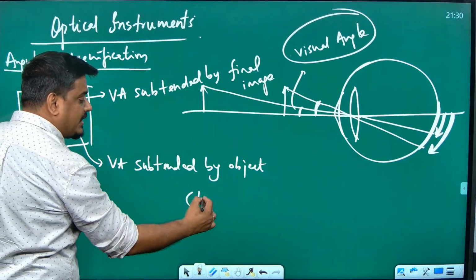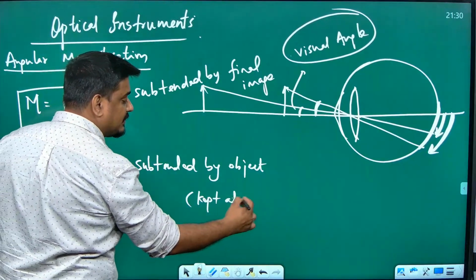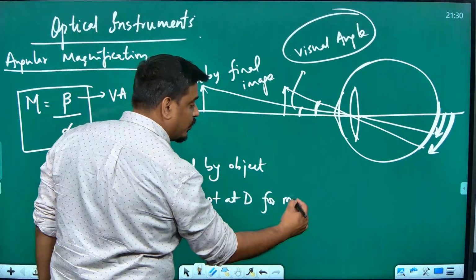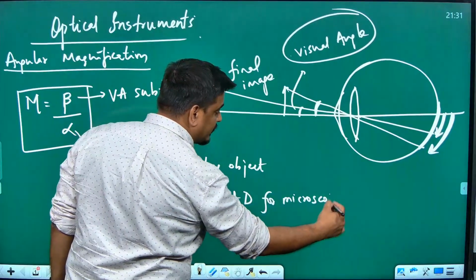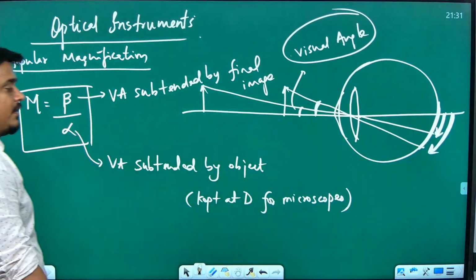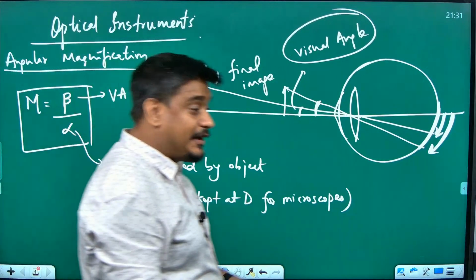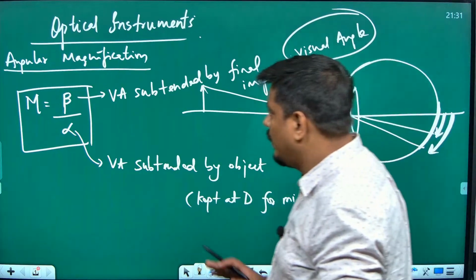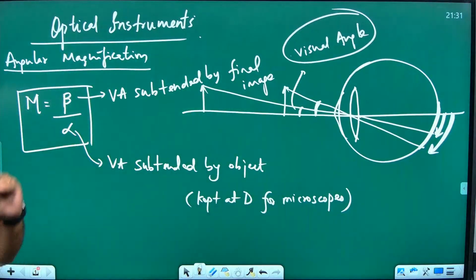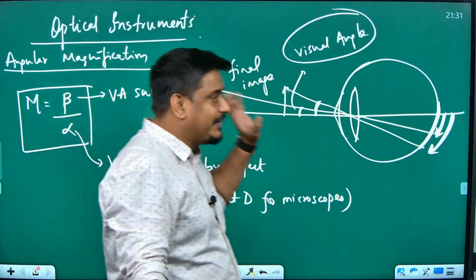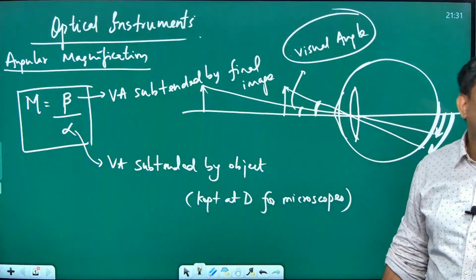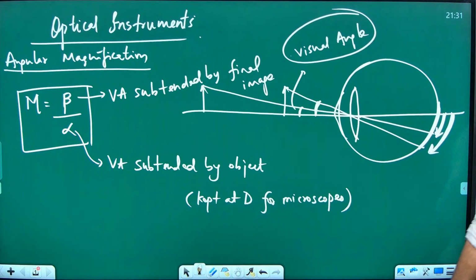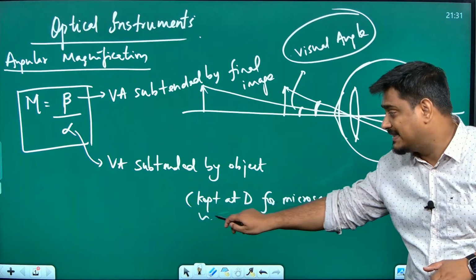In bracket you can write kept at D for microscopes, only for microscopes, not for telescopes. So, the definition of magnification for an optical instrument, whether it is a simple microscope, compound microscope or telescope, would be the ratio of beta and alpha. That is, the visual angle subtended by the final image divided by the visual angle subtended by the object. Object should be kept at D.